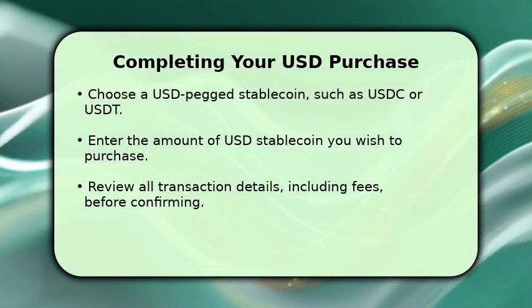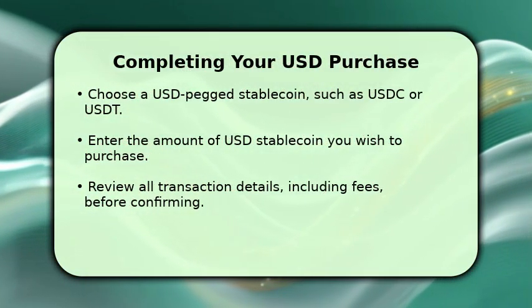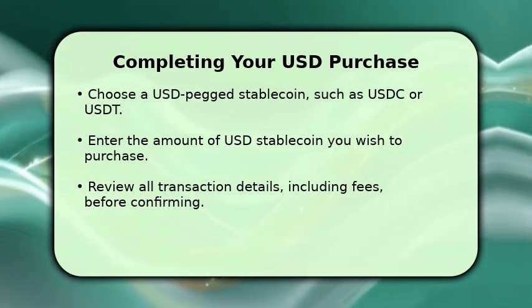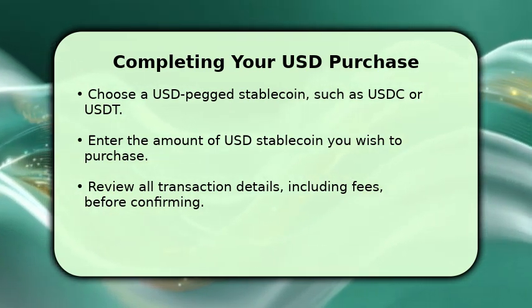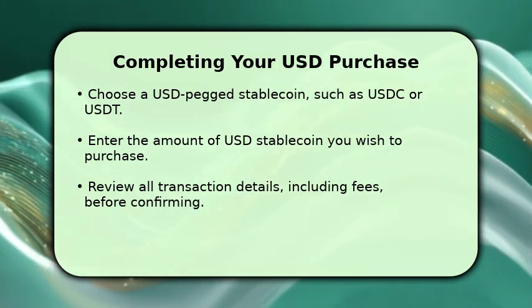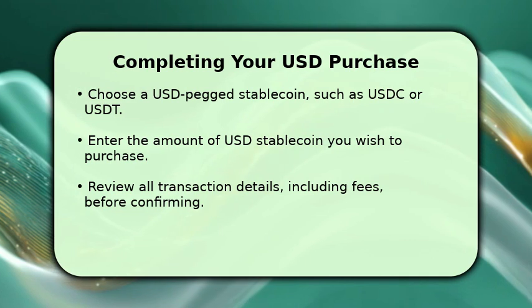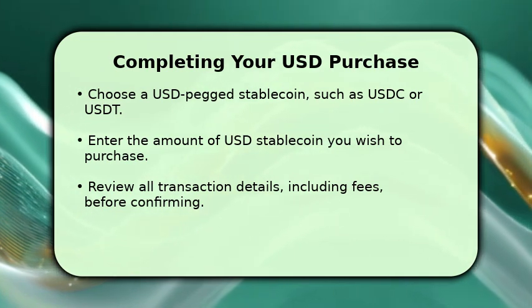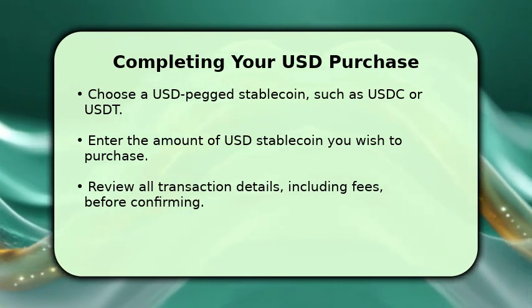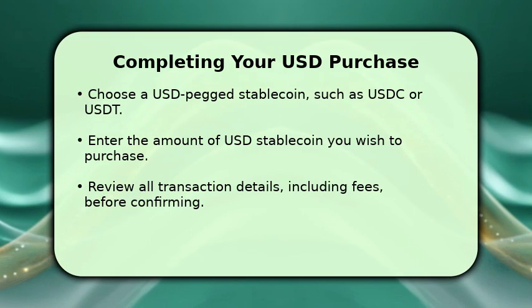Once your payment method is linked, you can select the specific USD stablecoin you wish to acquire. Common options include USD or UST, which are pegged one-to-one with the US dollar. Enter the desired amount, then carefully review the transaction summary, including any network fees or service charges. Confirm the purchase, and your stablecoins should appear in your wallet shortly.